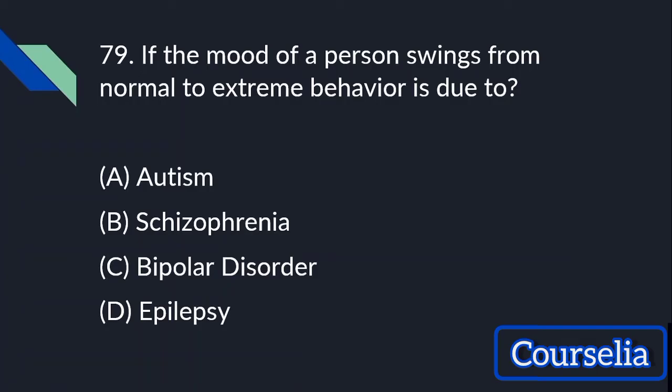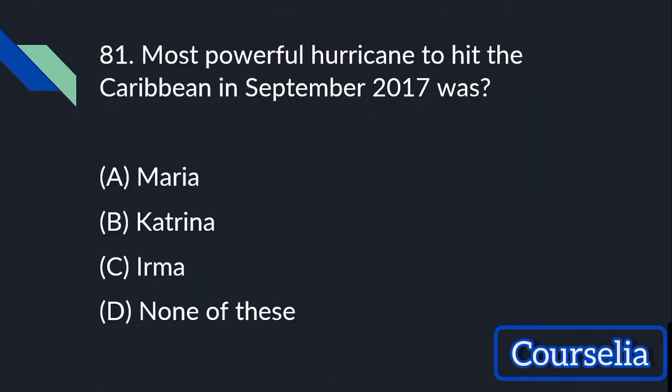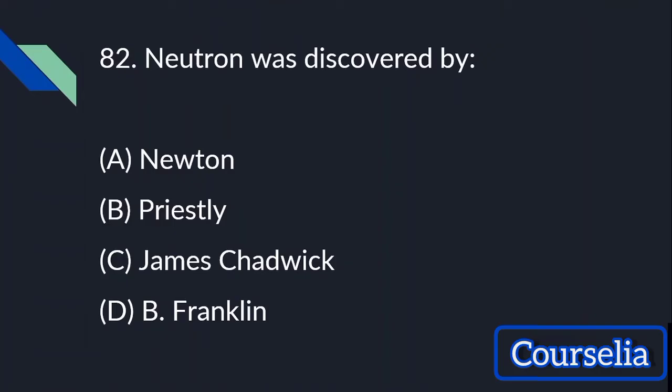If the mood of a person swings from normal to extreme behavior, it is due to autism, schizophrenia, bipolar disorder, epilepsy. Answer is bipolar disorder. Novel War and Peace was written by Leo Tolstoy. Most powerful hurricane to hit the Caribbean in September 2017 was Maria, Katrina, Irma, none of these. Irma. Neutron was discovered by Newton, Priestley, James Chadwick, B. Franklin. Answer is James Chadwick.